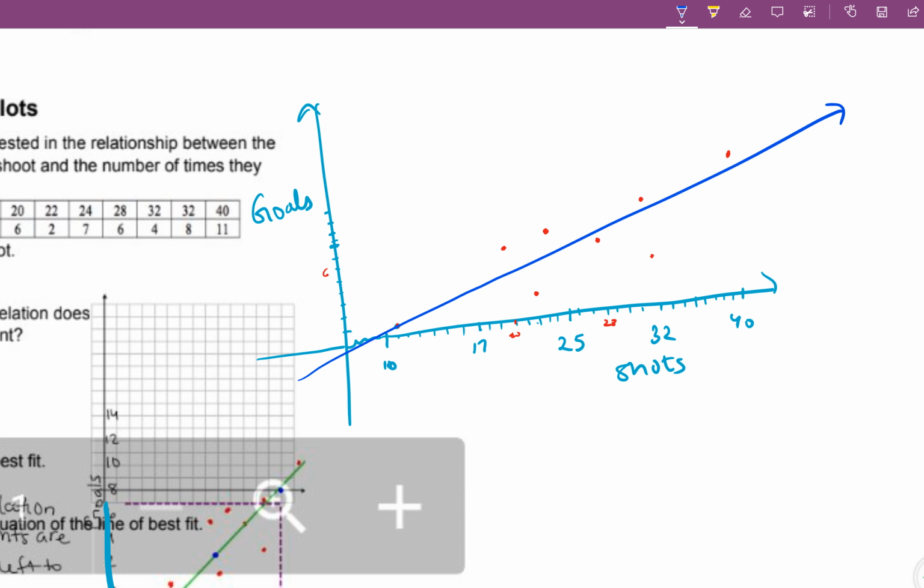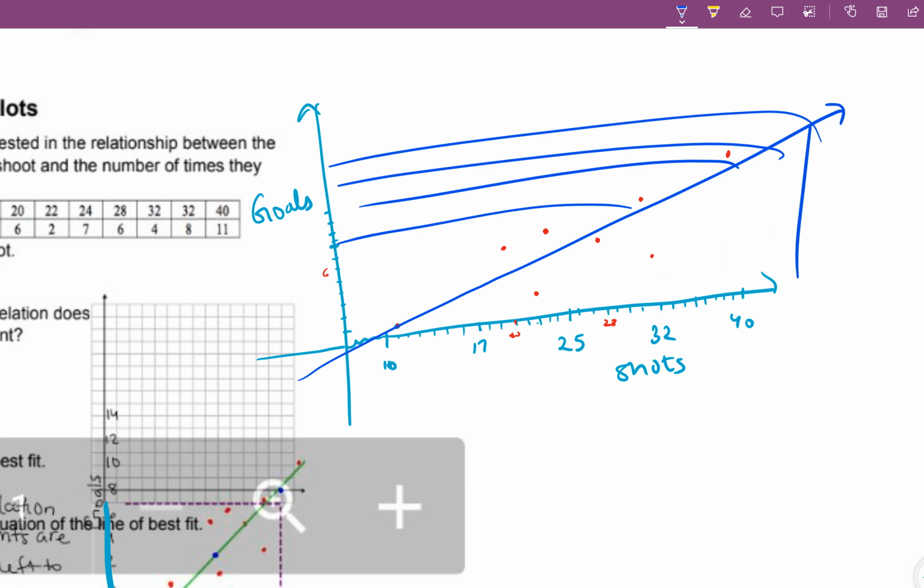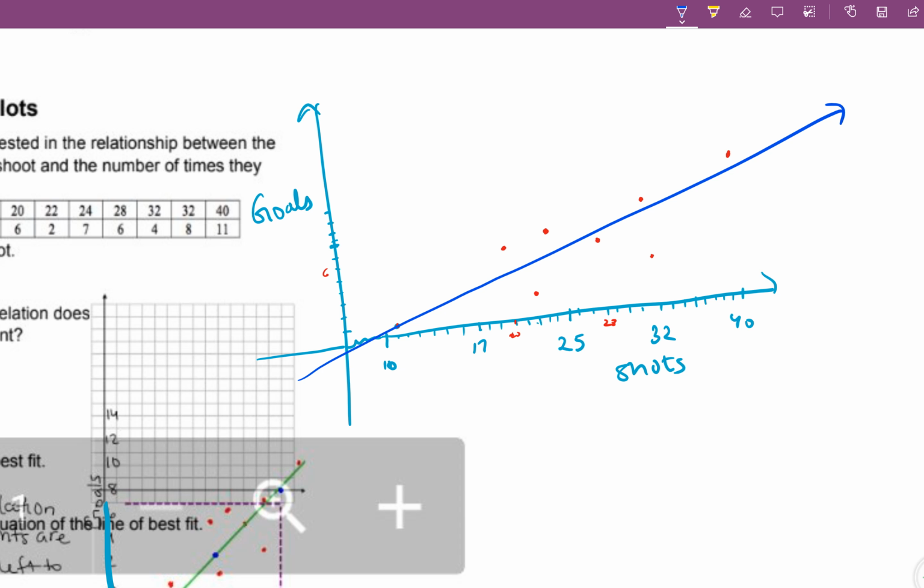Now, this is my line of best fit, and it's going up. What does that mean? It means the slope is positive. Positive slope means the relation is positive. When there are more shots, there will be more goals, right? As shots are going up, the goals are also going up. See? So that's that. You understand what I'm saying, right? Yeah. Good.